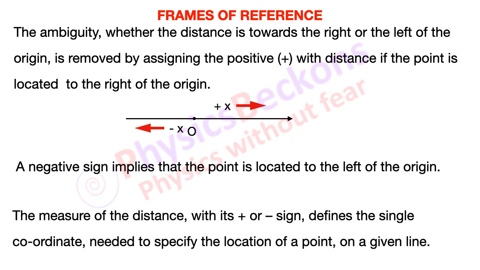The measure of the distance with its positive or negative sign defines the single coordinate needed to specify the location of a point on a given line. So what you need to specify position of a point on a given line is an origin, and the positive or negative distance of the point from the origin.